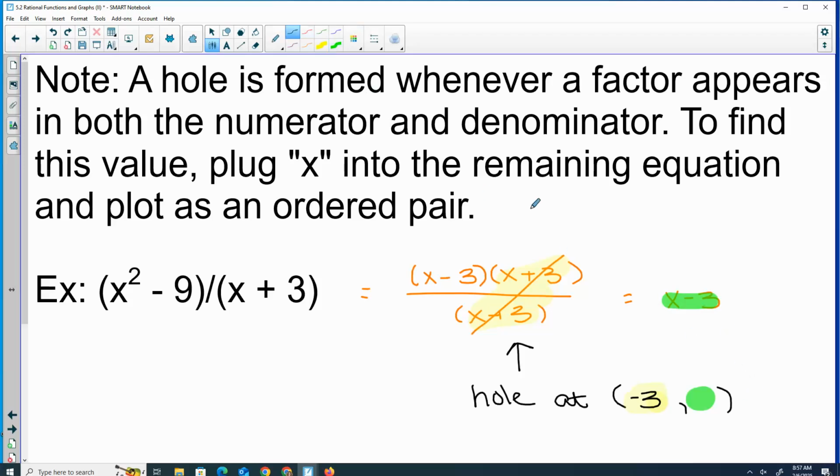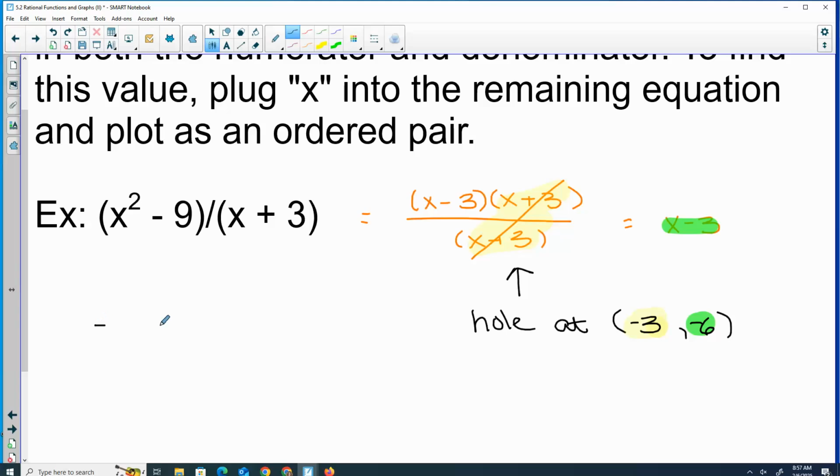So once I cancel, I'm left with x minus 3. If I put in negative 3 for my x, negative 3 minus 3 is negative 6. So what this tells me is when I graph this thing, negative 3, negative 6 is going to be an open circle on this graph.